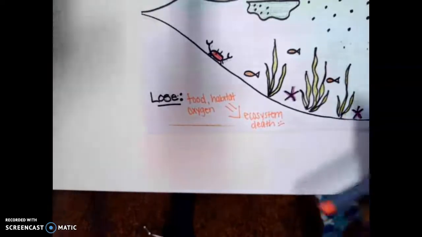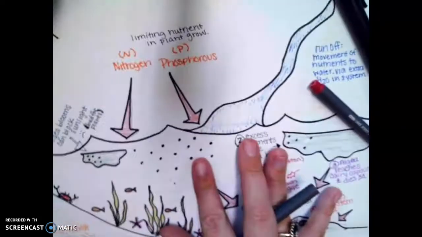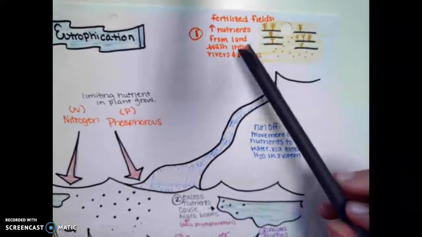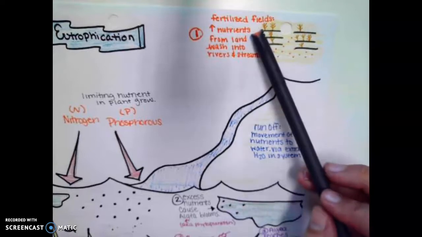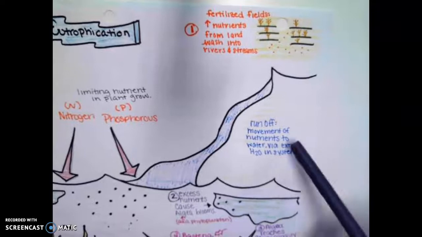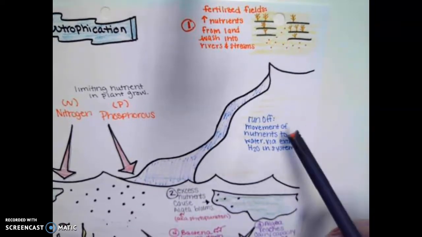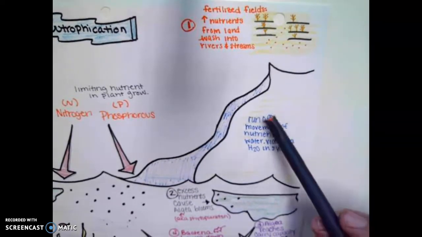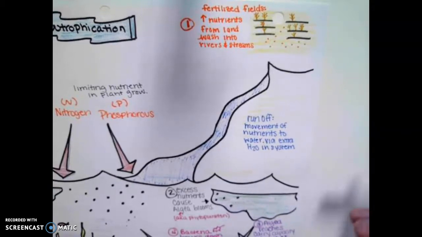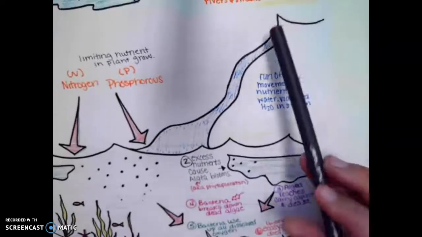To review, we know that fertilizers from fields increase the nutrients from land, and when I fertilize, those nutrients wash into my rivers and streams. That happens because of runoff right here, which is the movement of nutrients to water. Runoff just in general is water running where it really shouldn't be. So this can be after a big rain event. It could be like puddles. It's moving to lower elevation. So it does what it does.